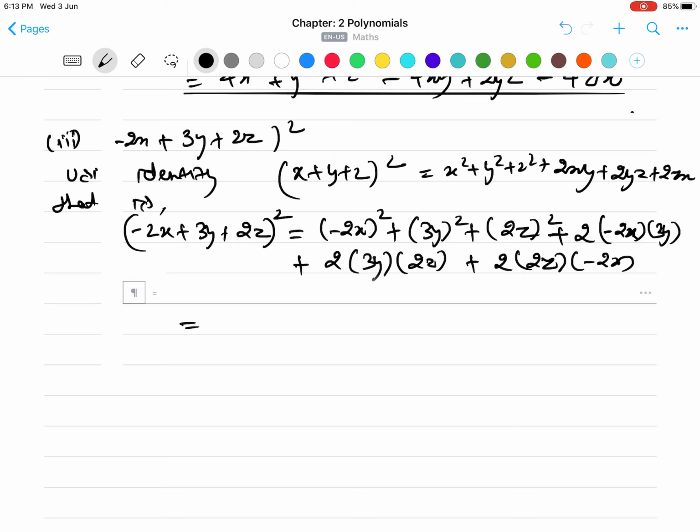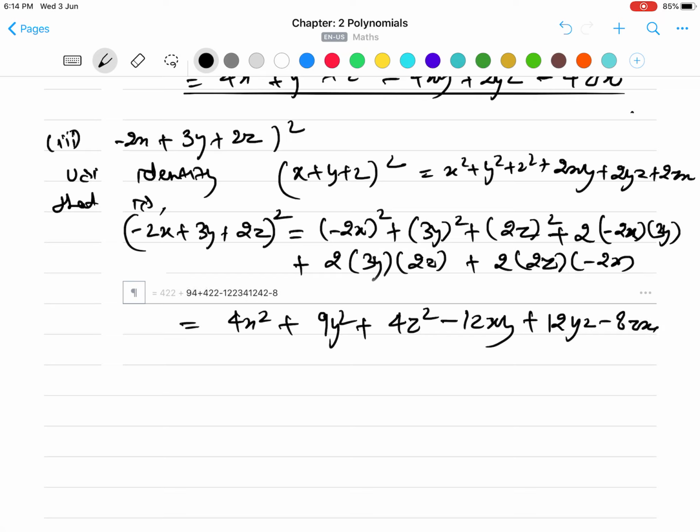(-2x) whole square will be 4x square, plus (3y) whole square is 9y square, plus (2z) whole square is 4z square. Then 2 into 2 is 4, 4 into 3 is -12xy. Then plus 2 into 3 is 6, into 2 is 12yz, and in the end 2 into 2 into 2 is -8zx. So this is the solution of this last part.